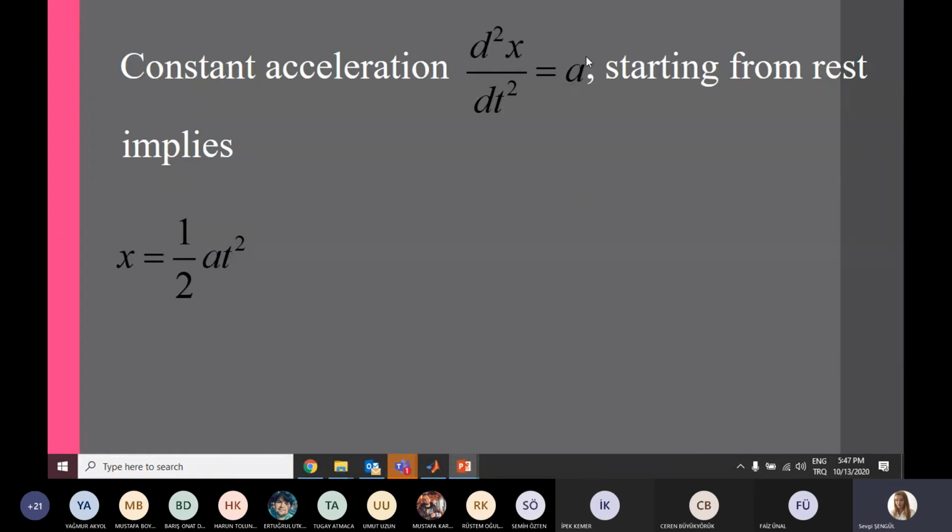If you take the integral once, dx/dt will be a t plus c. Since the initial velocity is 0, c is going to be 0. And if you take the integral one more time, you have a t squared over 2. So you can solve x by taking the integral twice, and you will see that the position is going to be 1/2 a t squared. And you can solve this for acceleration, or you can solve this for time. It depends on your problem, what you are trying to find. Since we are going to be dealing with time, this time equation is going to fit us to solve our problem.